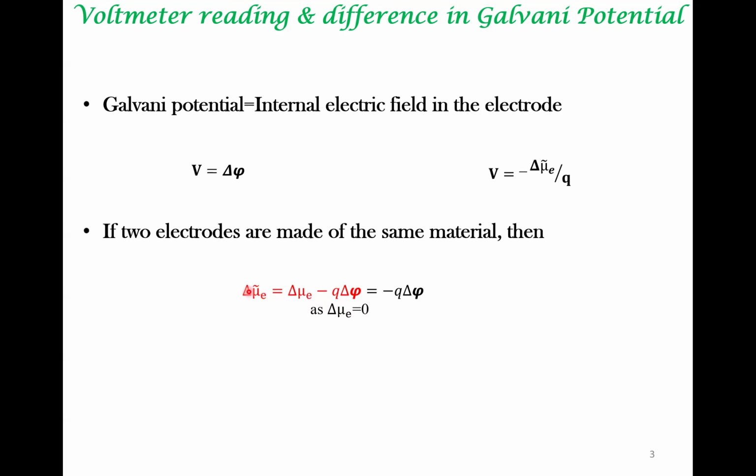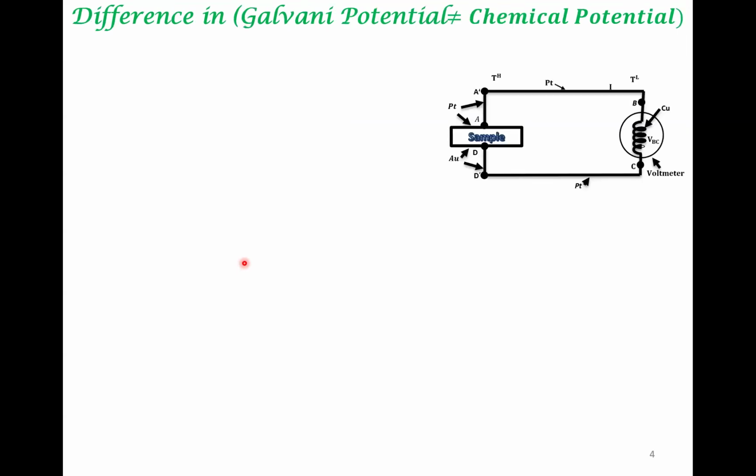So in which case, this simplifies to this term. And when you put this into this term, the voltage reading from a voltmeter just corresponds to delta phi, which is the difference in internal electric field or difference in Galvani potential. This is often not the case when the electrodes are not made up of the same material.